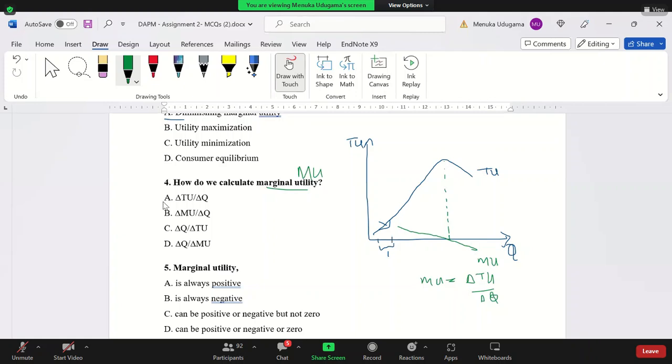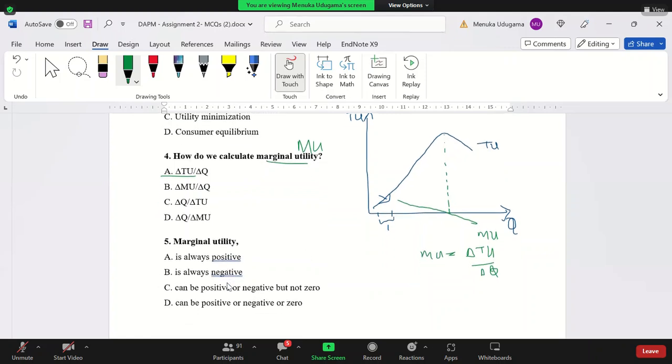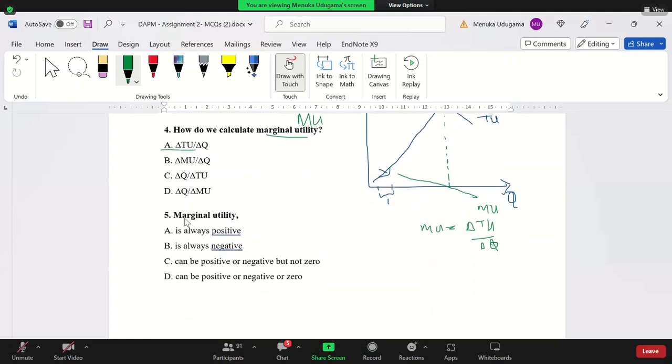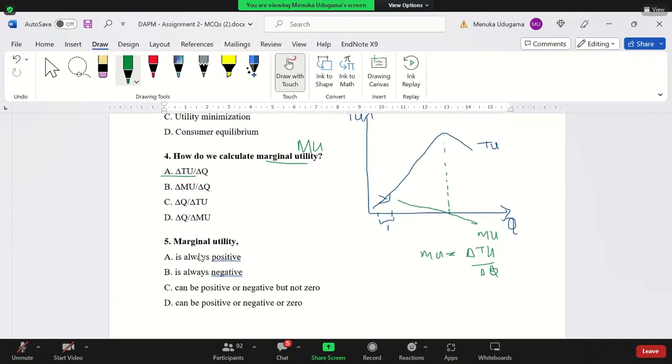Right? So what's the answer then? ΔTU over ΔQ. Right? It's all there on your slides. Right. Question 5, marginal utility. Okay, now you can see this on the graph. What happens to marginal utility? What would be the answer?